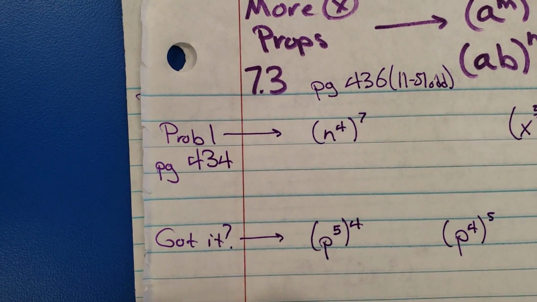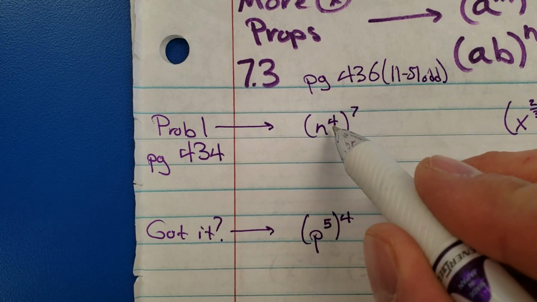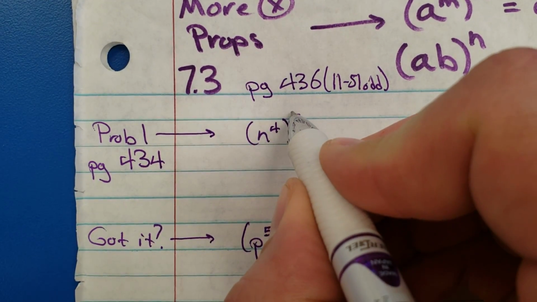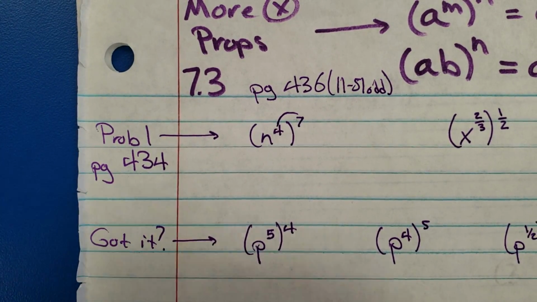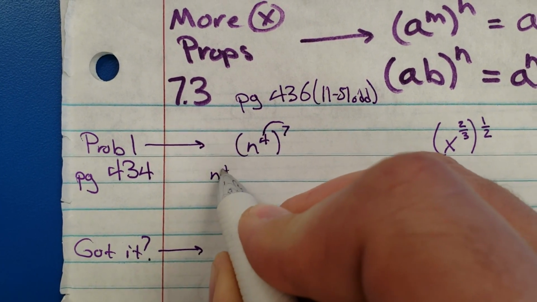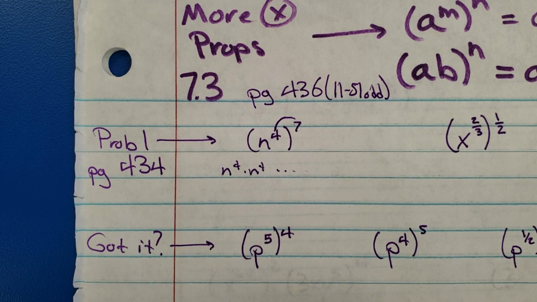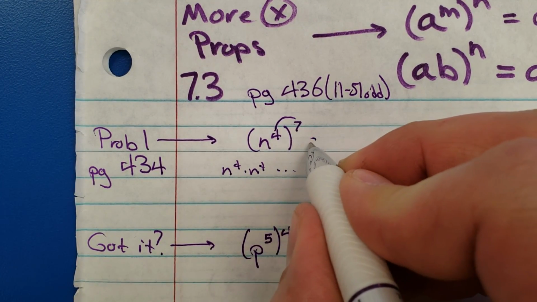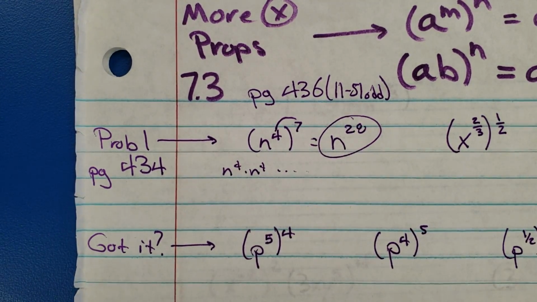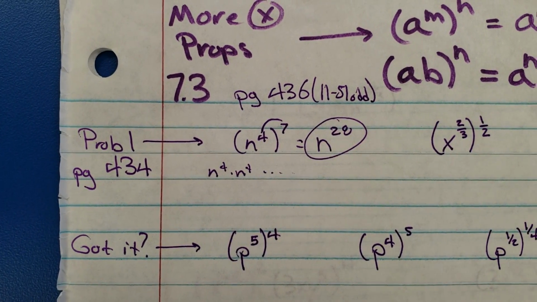Such as this. Problem number 1 on page 434. We're going to take n to the 4 to the 7th power. Here's all you do. You multiply. That's it. N to the 4 to the 7th power is n to the 4 times n to the 4, 7 times. So basically you have 7 4s. That's 7 times 4, so you got 28. So this would be n to the 28. Done. That's it. It's also kind of a reflection of the big kids, little kids rules.